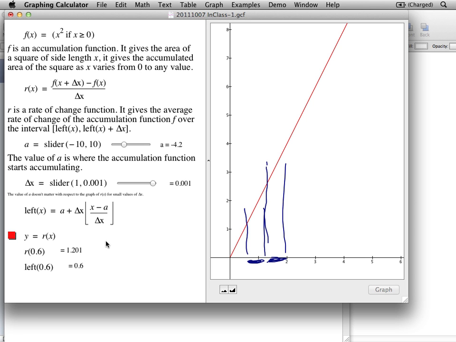So this is what we get when delta x is microscopically small. Now we get something that is effectively a smooth function. So even though we were doing left x and all of that to conform to what we used to do with accumulation functions, now we're near to an exact rate of change function, because we're using extremely small values of delta x.